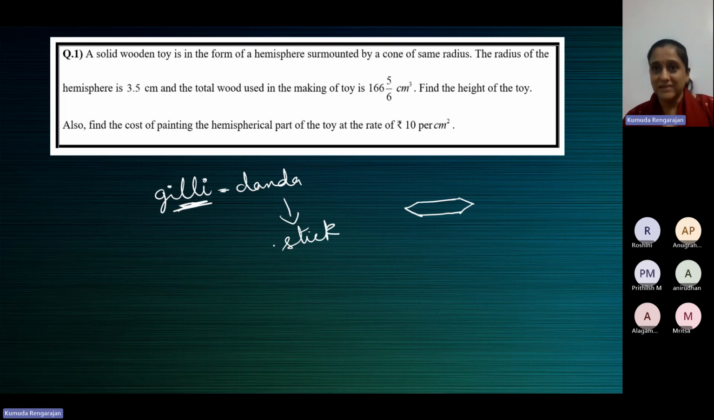A gilli is a cylinder with conical ends. It's not rectangle and triangle. It's a solid. So a gilli is a cylinder, correct? It's a cylinder with conical ends. So imagine a cylinder with two cones stuck. Conical ends. Am I clear? This danda is a stick. It's a cylinder. Danda is a cylinder. It's completely cylindrical. So in this gilli danda, this gilli is a combination of a cylinder and two cones. Okay, not a cone, two cones. Danda is just a cylinder.